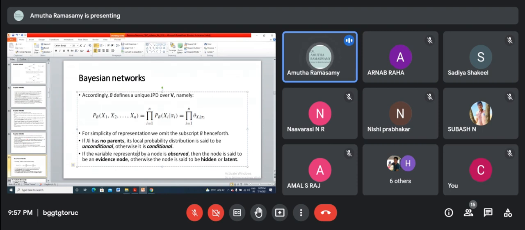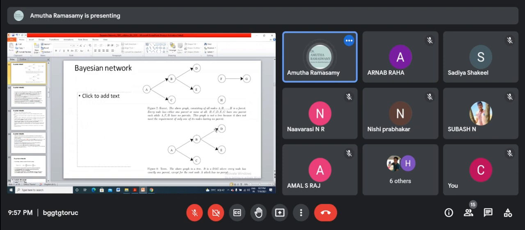If the variable represented by a node is observed, meaning that node is in the on state, then the node is said to be an evidence node, because once an event is happening, it is observed, so it is evidence for the relation. Otherwise, the node is said to be hidden or latent. In this simple picture everything is visible, but we may have millions of data, so in the middle of the trees you can have a hidden layer.